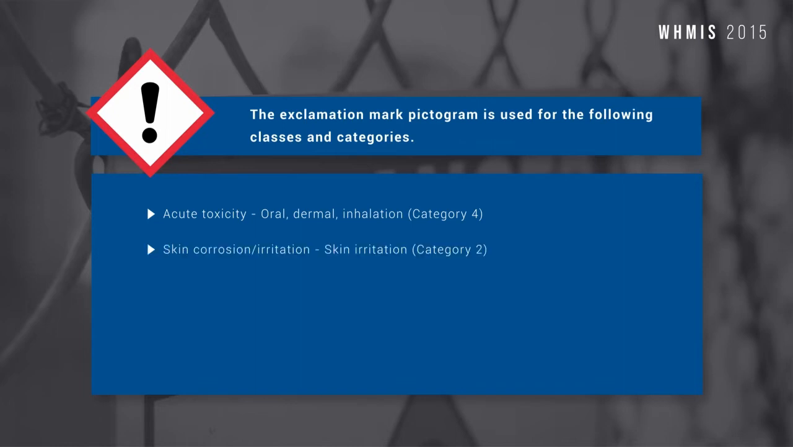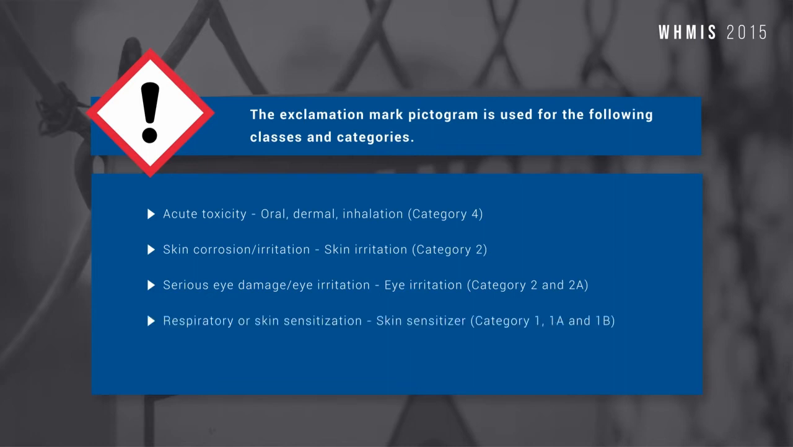The exclamation pictogram is to identify various categories of health hazards with a lesser severity: acute toxicity, oral, dermal, inhalation, Category 4. Skin corrosion or irritation, skin irritation, Category 2. Serious eye damage or eye irritation, Category 2 and 2A. Respiratory or skin sensitization, skin sensitizer, Category 1, 1A, and 1B. Specific target organ toxicity, single exposure, Category 3.